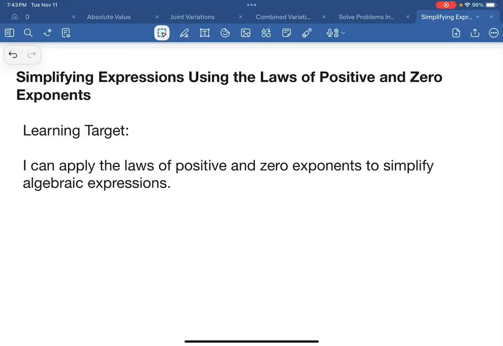Hello class. Today's lesson is about simplifying expressions using the laws of positive and zero exponents. And here is the learning target: I can apply the laws of positive and zero exponents to simplify algebraic expressions.